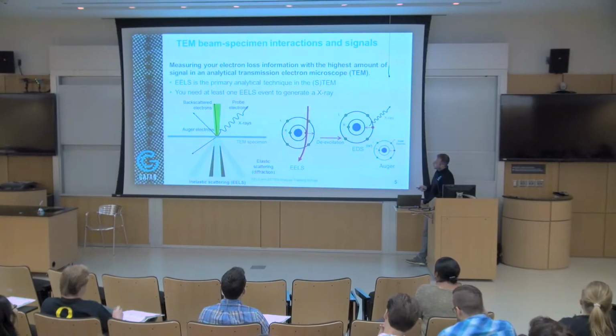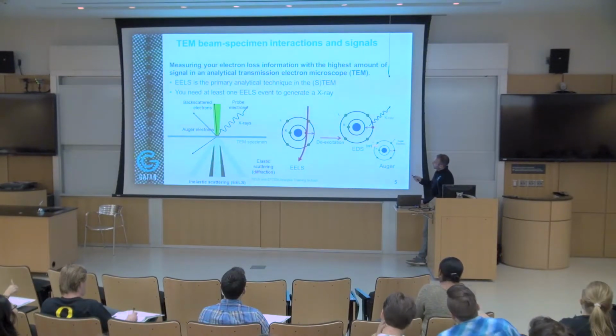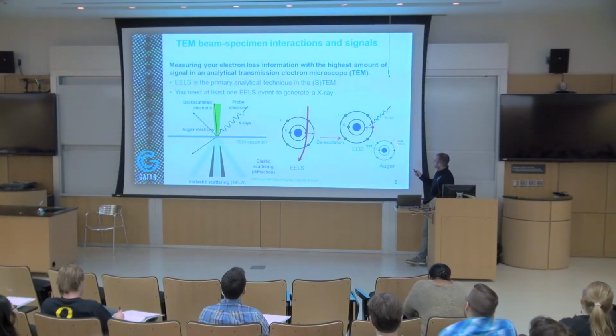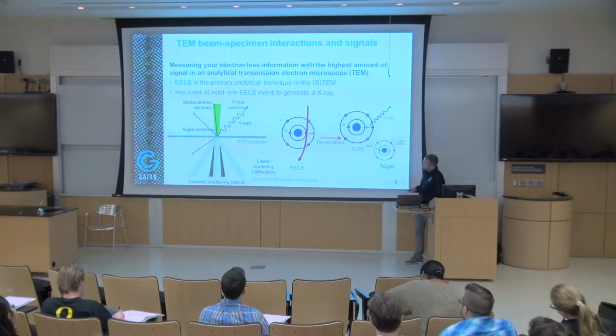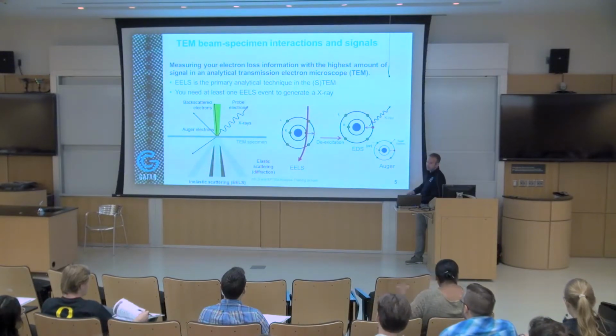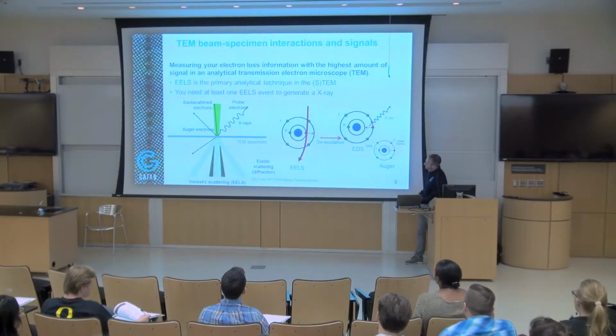The other thing that you should understand from this slide is that you don't have EDS if you don't have EELS. So always your primary technique is EELS. You need to have energy loss in order to have an X-ray emitted or an Auger electron, okay? So that's very important. The other thing is that all the EELS signal is confined within a narrow angle and is all forward scattered.